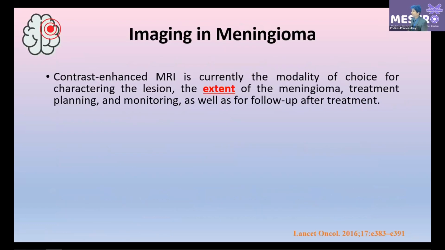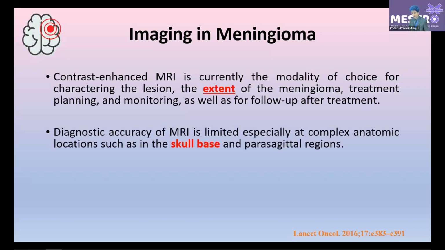Currently, the ideal imaging for this is contrast MRI, but how it is helpful is that it gives you lesion characterization, extent of the tumor, and treatment planning, as well as follow-up of the treatment. But MRI has a limited role in certain locations, such as the base of the skull, and sometimes it is unable to differentiate between radiation necrosis and viable tumor.